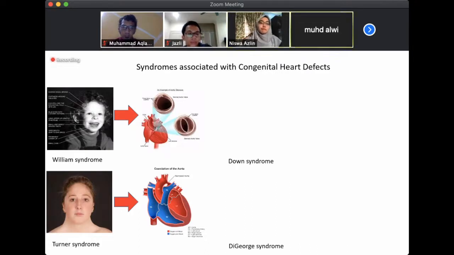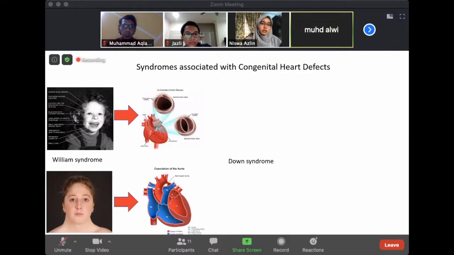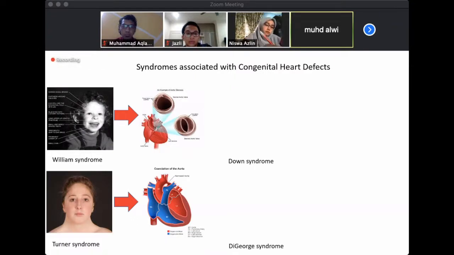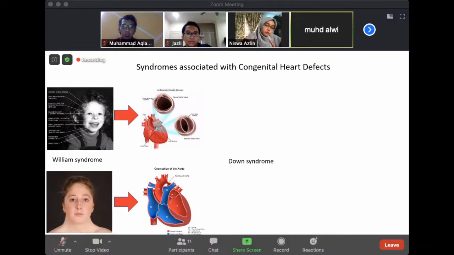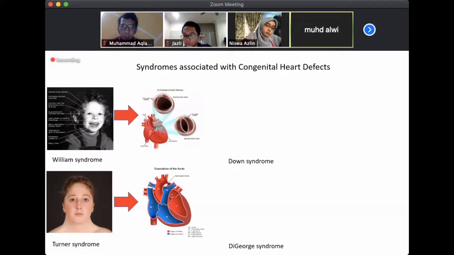So in Turner, the cardinal feature at birth is actually the edema, peripheral edema. But it will resolve after a while. So you have to have a high degree of suspicion, because the other features are not that prominent. But in children, you can have Turner in your exam. Turner is easily available. They've got a lot of symptoms, a lot of signs to be elicited in the exams, and they are quite well.